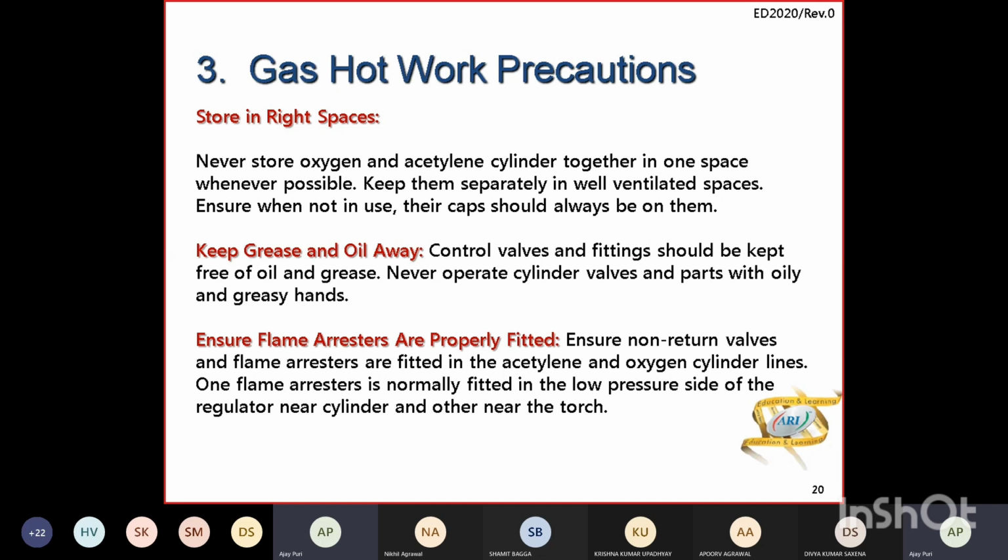Ensure flame arresters are properly fitted. Ensure that non-return valves and flame arresters are fitted in acetylene and oxygen cylinders. One flame arrestor is normally fitted in the low pressure side of regulator near the cylinder and the other near the torch.